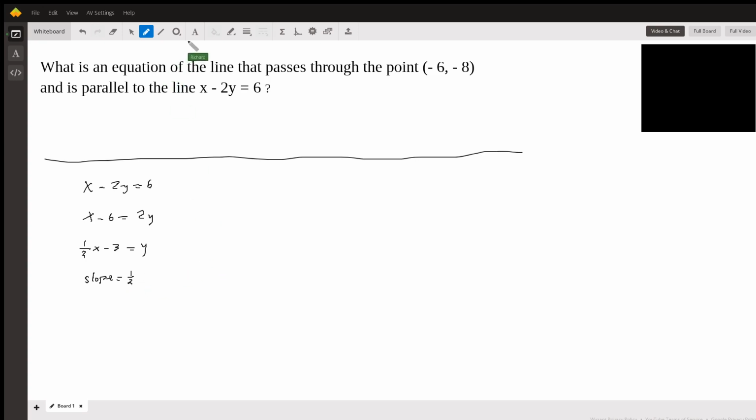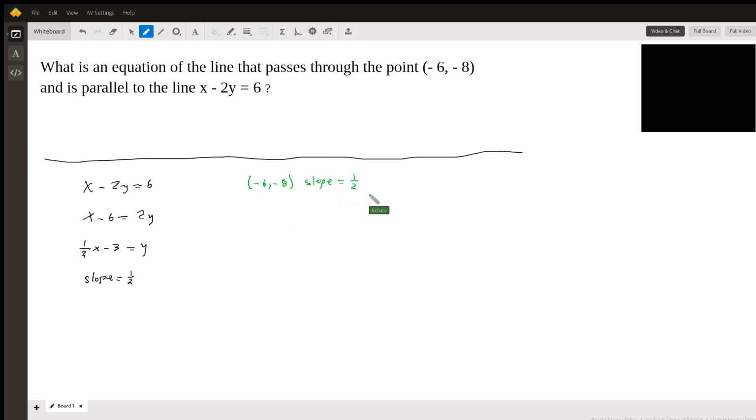Now let's take a look at the other line. So we have another line that goes through -6, -8. And we want it to be parallel to this first line, and so the slope here must be the same. You have to have the same slope if you want to be parallel. So now we need to get the equation of this new line, the parallel line.